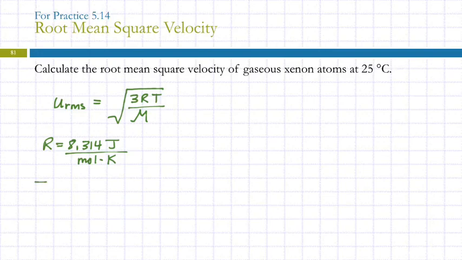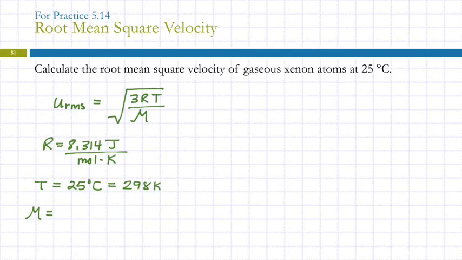T is the temperature. Well, they're giving us the temperature in here. We're dealing with gases, so we have to use the absolute temperature. So it needs to be Kelvin. So we'll convert this to Kelvin, 298 Kelvin. And then script M is the molar mass in kilograms per mole.